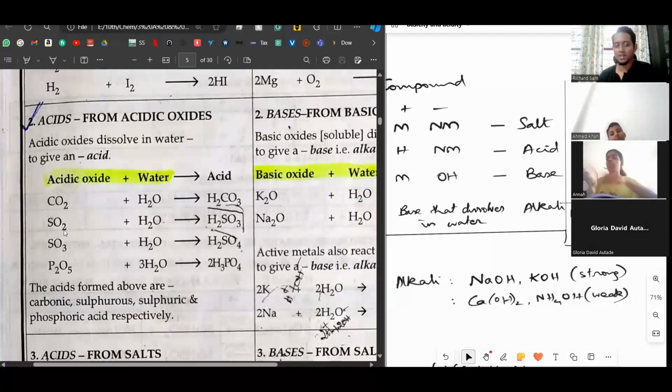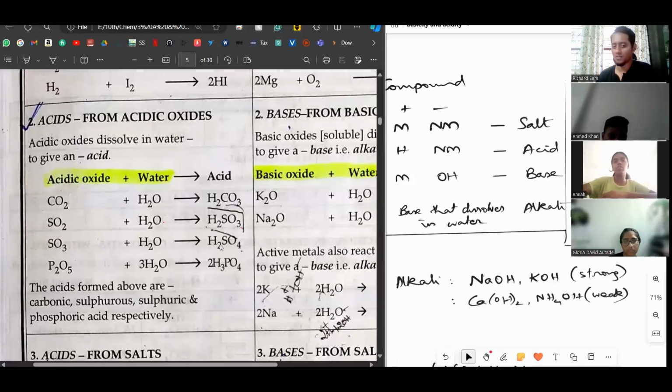carbonic acid. Sulfur dioxide plus water forms sulfurous acid. SO3, sulfur trioxide, plus water forms sulfuric acid. Remember these two reactions, they will come in acid rain. Okay, sulfurous acid and sulfuric acid. And then phosphorus pentoxide, when you dissolve in water, you get phosphoric acid. Okay, so out of these four acids, which is the strongest acid?